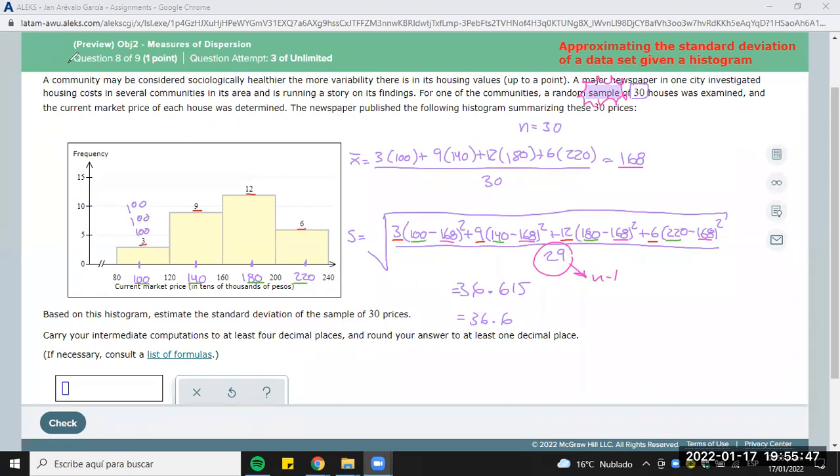All right, let me write the answer in here. 36.6. Please be correct. Oh, it is.